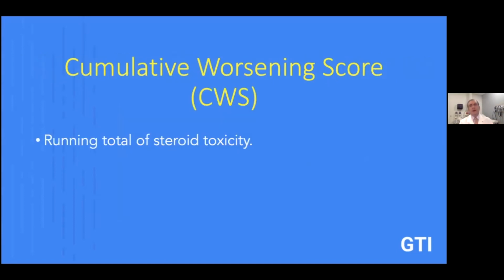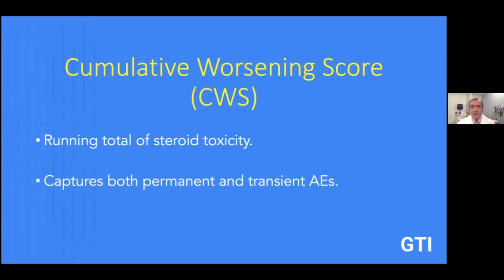So a little bit more about the cumulative worsening score, or CWS. It is a running total of steroid toxicity, everything related to a glucocorticoid adverse event that has occurred since the baseline visit. So it's a running total. It captures both permanent and transient adverse effects. If the patient has insomnia for the first 5 months of a trial because of their glucocorticoid, then that needs to be captured as an adverse event, even if the insomnia resolves with longer follow-up.